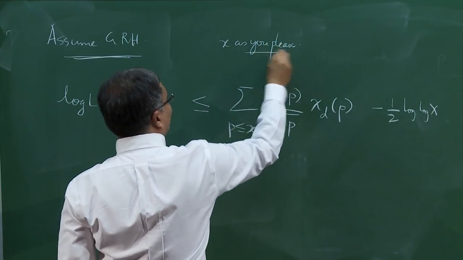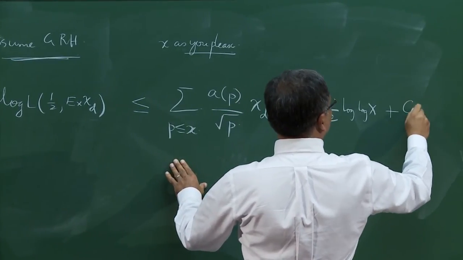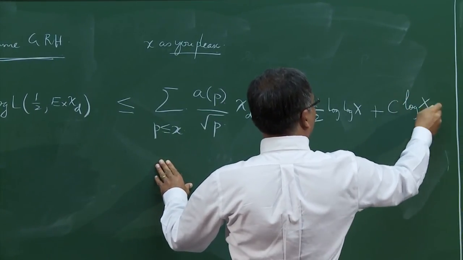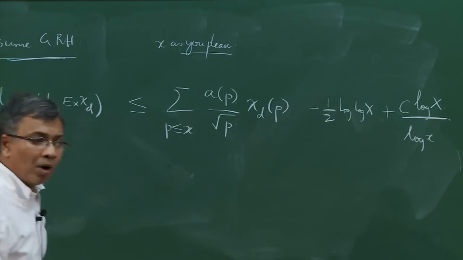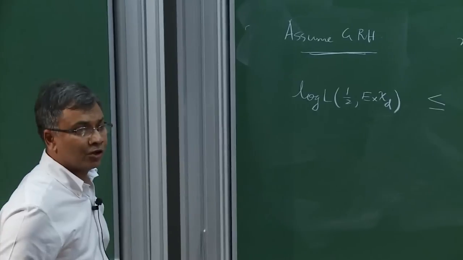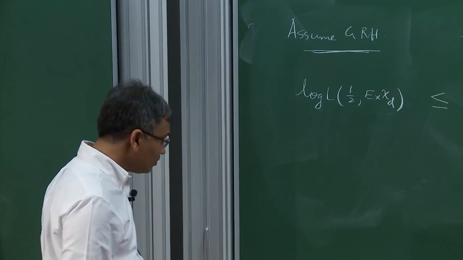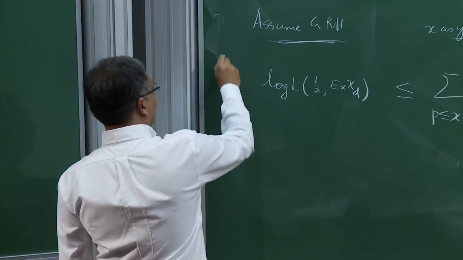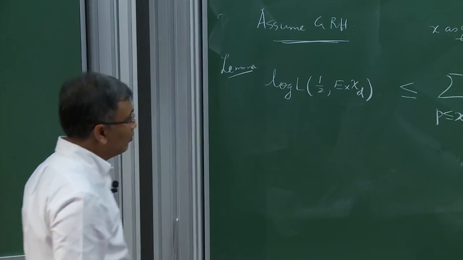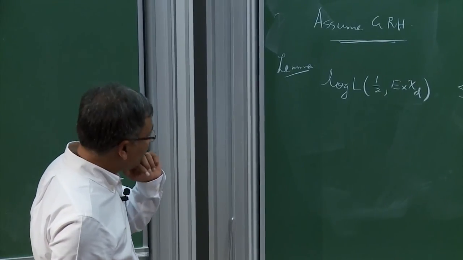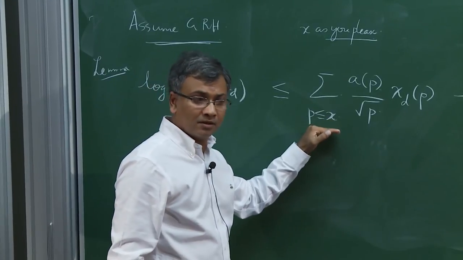Of course, if you choose it to be very small, you have to pay an error term, which is going to be of the size log of the conductor, log of capital X divided by log of little x. So if x is like a power of the conductor, there's only a constant loss. But the smaller you take x, the bigger your loss is. So this is a lemma that I proved in my work on moments. And it's very flexible because you have complete freedom of how you can choose this x.